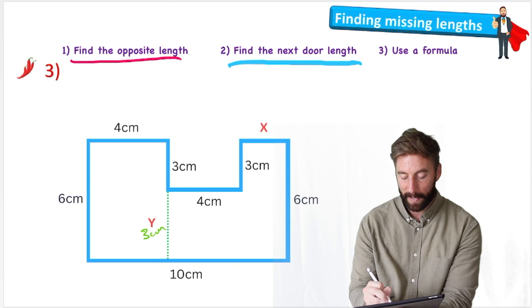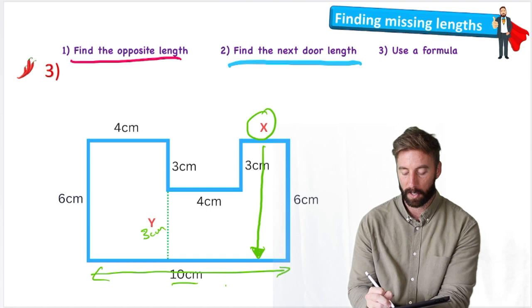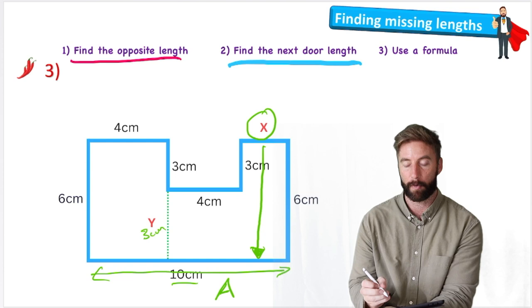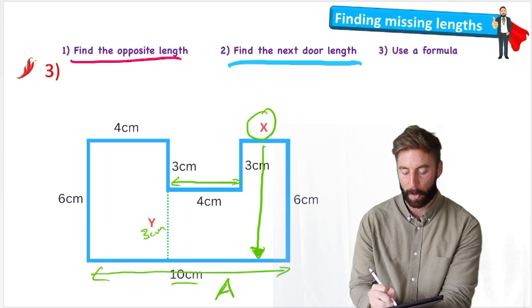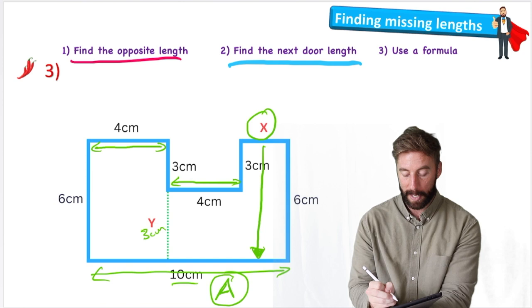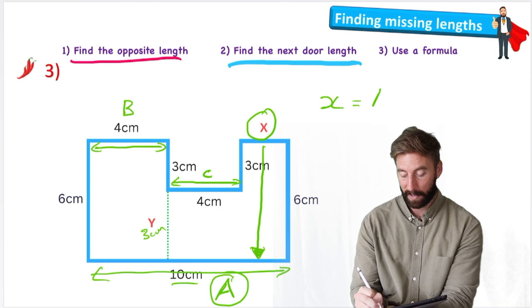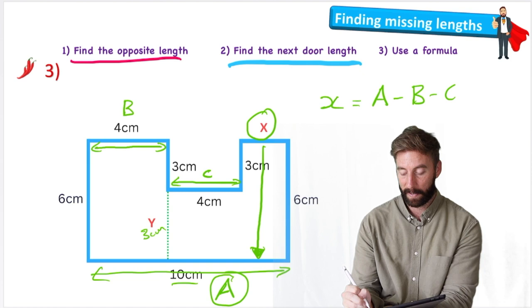X is up here. First things first, I'm going to look for that opposite length. And my opposite length is this great big length at the bottom, 10 centimeters, that I'm going to label A. Now this is where it's a little bit more challenging, because if I look next door for my other useful length, I can see that I have one length here that's going to be useful because this is a part of my 10, but I've also got to have this one here. So I've got two other parts that make up my whole of 10, or A as we're now calling it. So let's label these. I'm going to label this 4 centimeters B, and I'm going to label this 4 centimeters C. So now X is equal to the long length of A, subtract the two smaller lengths of B and C. So X equals 10, subtract 4, subtract 4, x equals 2.